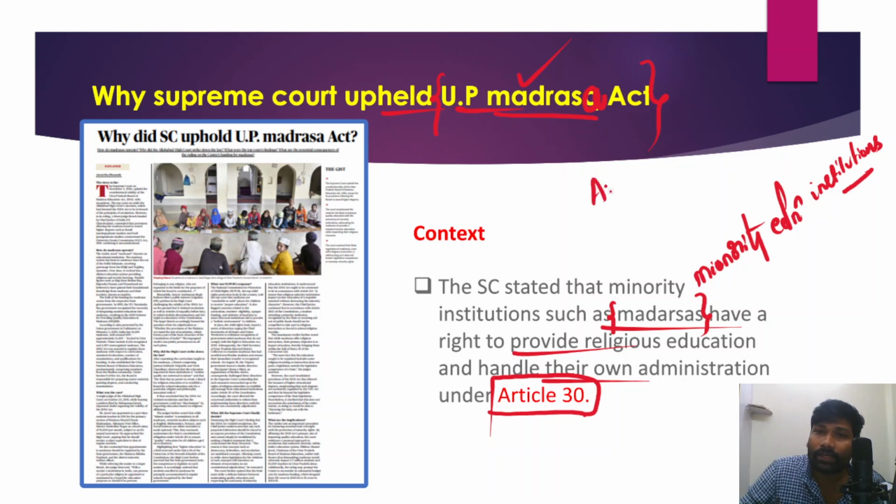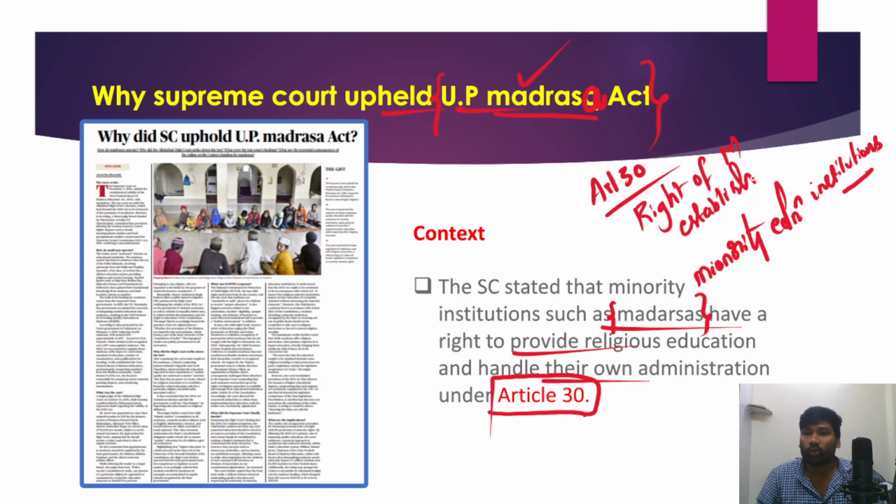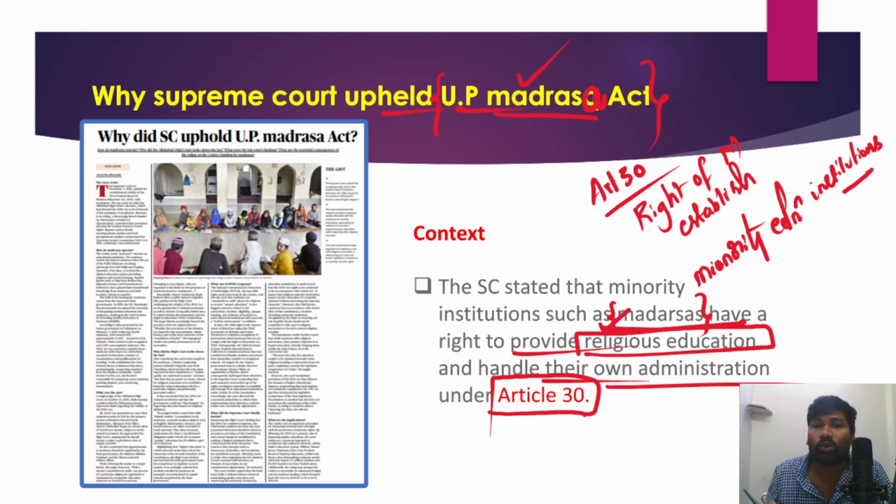Article 30 of the Indian Constitution emphasizes the right of minorities to establish and administer educational institutions of their choice, right? In fact, the Supreme Court has stated that minority educational institutions such as madrasas have the right to provide religious education, and they can also handle their own administration under Article 30. So remember that Article 30 provides the right to minorities to establish and administer educational institutions of their choice.